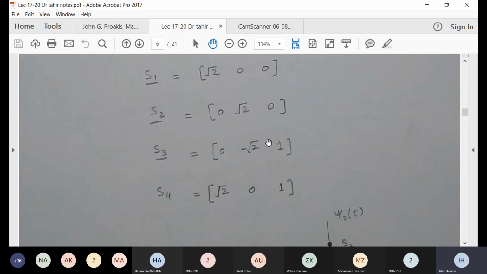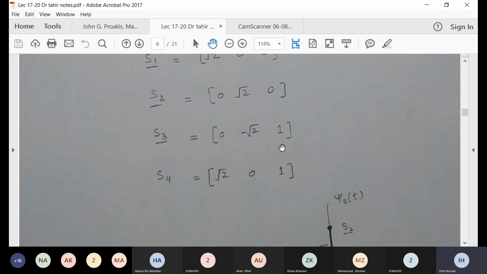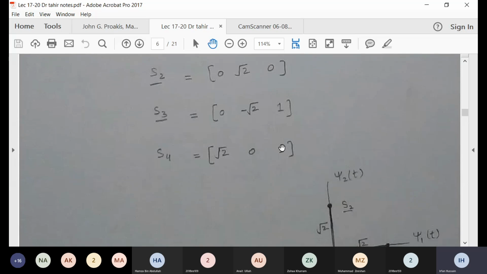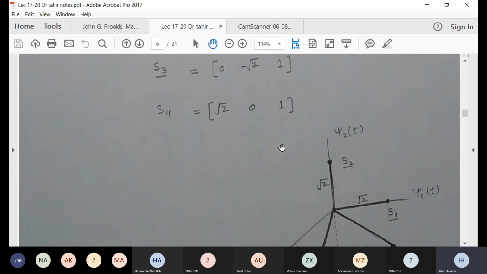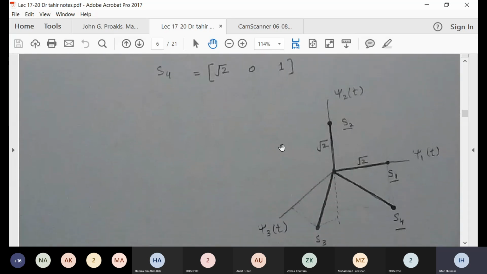Now with these 4 representations of these 4 signals, I can represent them onto the vector space spanned by the orthonormal vectors. First of all, I draw the orthonormal vectors psi 2, I draw psi 3, and I also draw psi 1. And S1 was just under root 2 psi 1, it should be like this.